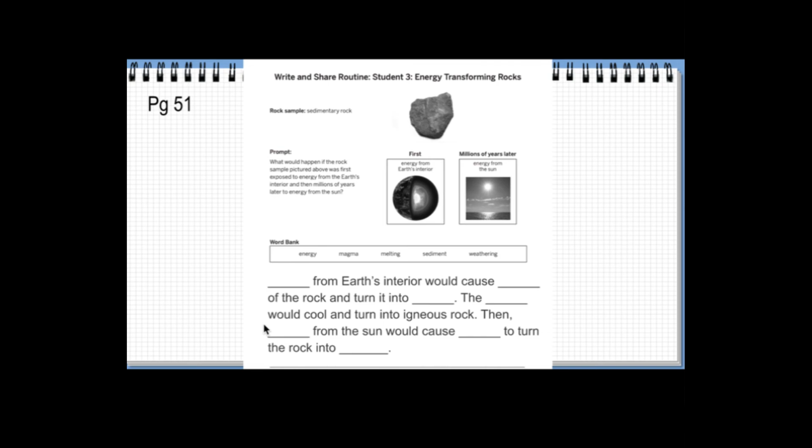All right, so now let's take this sedimentary rock and expose it to the energy of Earth's interior first, and then a million years later, expose it to the energy from the sun. Energy from Earth's interior would cause melting of the rock and turn it into magma. The magma would cool and turn into igneous rock. Then energy from the sun would cause weathering to turn the rock into sediment.